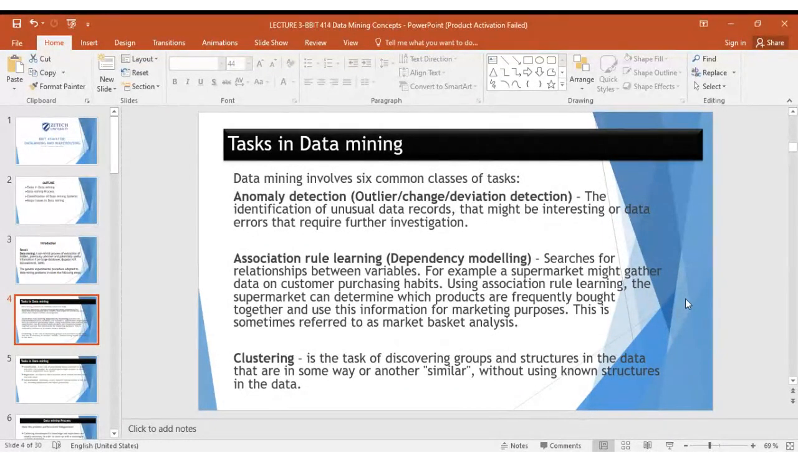Okay, clustering is another thing. This is a task of discovering groups and structures of data that are in some way or another similar.